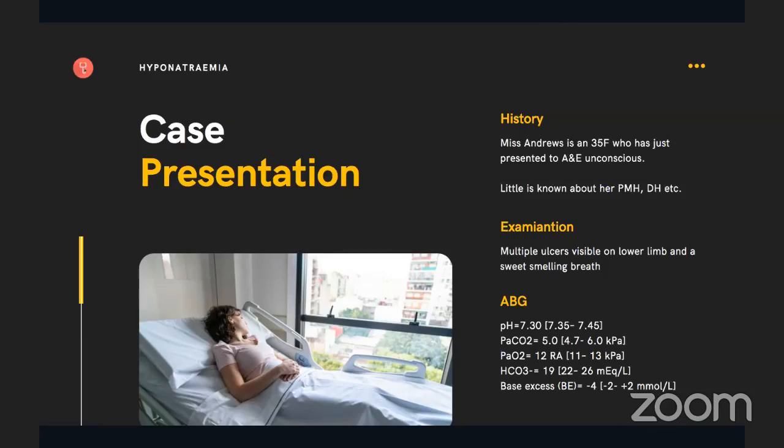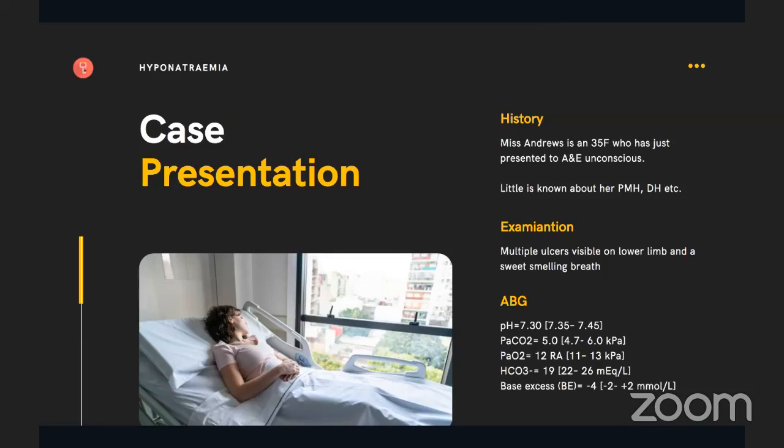So the PaO2 is 12, which is absolutely normal. So that's great. She's not in any respiratory failure or anything like that. So we'll move to the pH. The pH is low, so it's acidotic. Then we'll want to look at the CO2. And the CO2 is normal, maybe on the little bit lower side of normal, but still in the normal boundaries.